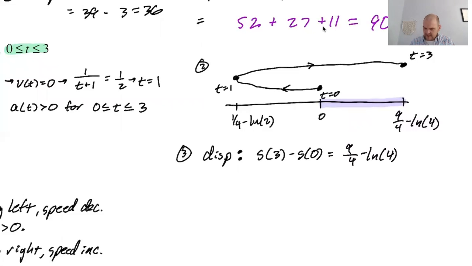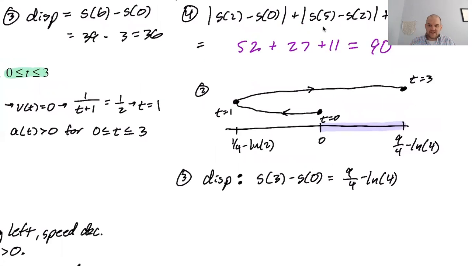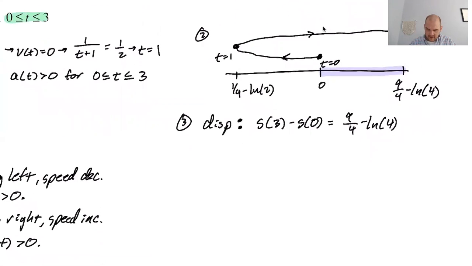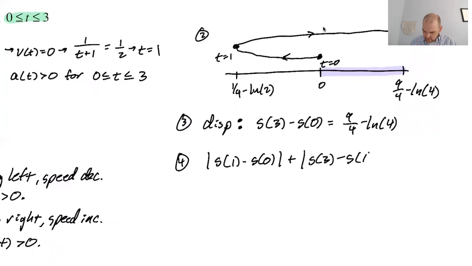So we get just that, minus 0, but I'm not going to write that. So this is our displacement. That's how far we are from where we started, and it's a positive number, which means we're to the right of where we started. Distance traveled. All right, so distance traveled, technically, what we want to do is the absolute value of S of 1 minus S of 0 plus the absolute value of S of 3 minus S of 1.